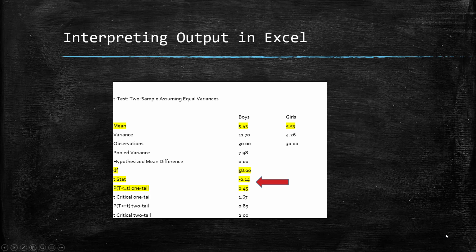Then you have the t-stat, which is the t-statistic. For this one, it's a negative 0.14. The t-statistic represents the t-distribution. Again, you don't have to understand everything behind this, but you have to know how to pick out the t-statistic in this output because you have to put that into your writing of your results. The things I've highlighted here are what you're going to need to know to be able to write your results.